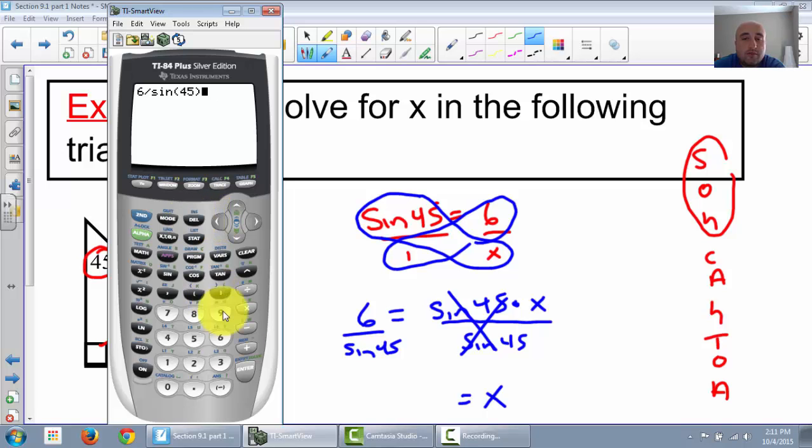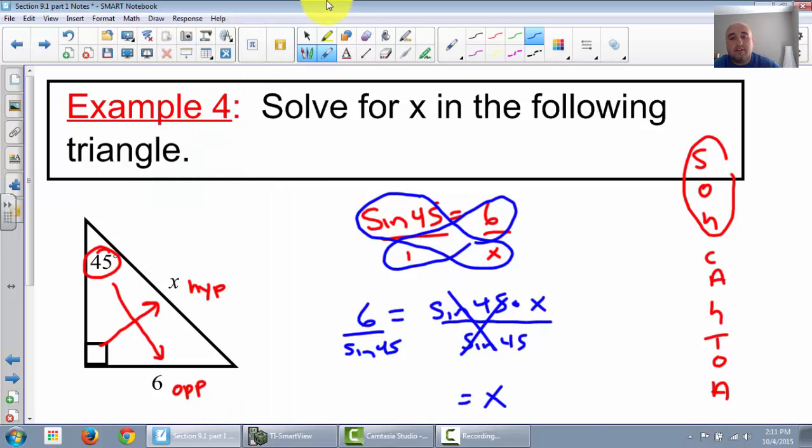Oops, that's not supposed to be there. And then once you're done with that, hit enter, and you get 8.49. Remember, round correctly, 8.49. So our hypotenuse is 8.49. And hopefully that makes some sense. Always round to at least 2 decimal places. If you want to go 3, that's fine, but 2 for sure.